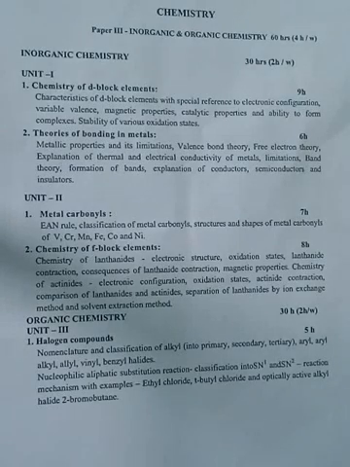These are the units which belong to inorganic chemistry, that is unit 1 as well as unit 2. And the next part is organic chemistry. In organic chemistry, there are 3 units. In the first unit, there are 2 chapters. The first one is halogen compounds and the second one is hydroxy compounds.